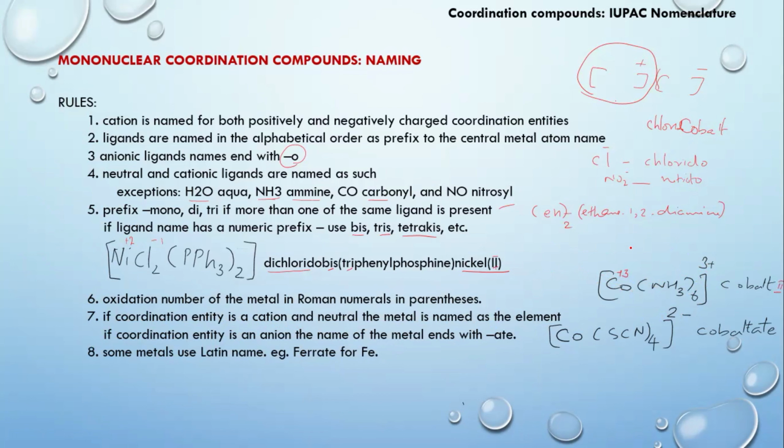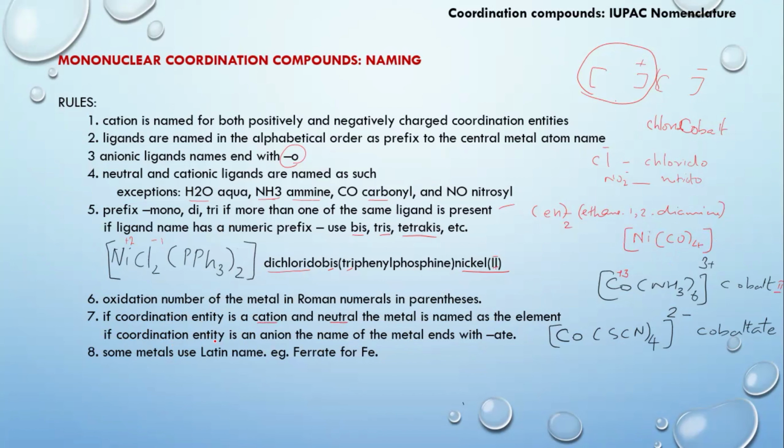For neutral complexes also, this is done in a similar way. For example, this complex, which is a neutral complex, nickel tetracarbonyl. So the naming will be like tetracarbonylnickel. So that is the case for a cation and neutral complex part.